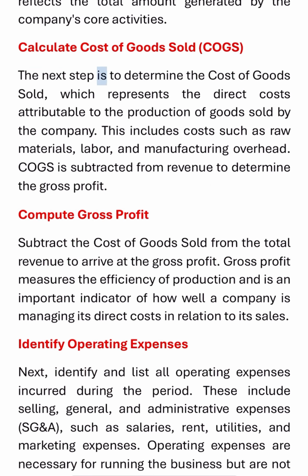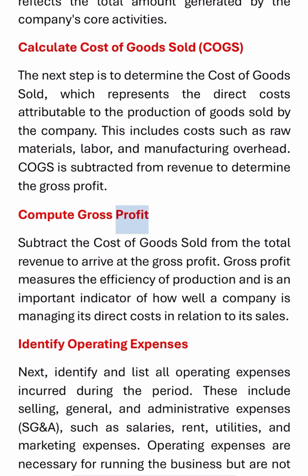Calculate cost of goods sold, COGS. The next step is to determine the cost of goods sold, which represents the direct costs attributable to the production of goods sold by the company. This includes costs such as raw materials, labor, and manufacturing overhead. COGS is subtracted from revenue to determine the gross profit.